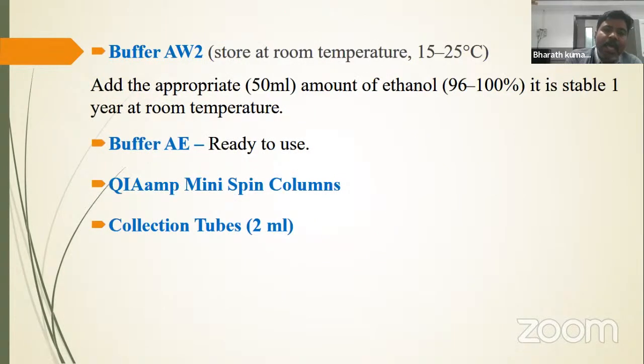Okay. Then buffer AW2, that is wash buffer 2. This wash buffer is also for removal of unwanted substances. Directly add 50 ml of ethanol, that is 96% to 100%, and it is also stored at room temperature. And finally, buffer AE. AE means it's an elution buffer. So after removal of all the unwanted substances, the DNA is bound to the membrane. When we add this elution buffer, the DNA will be extracted along with it. And then it requires QIAamp mini spin columns and collection tubes. So these are all the reagents we use for extraction of DNA.